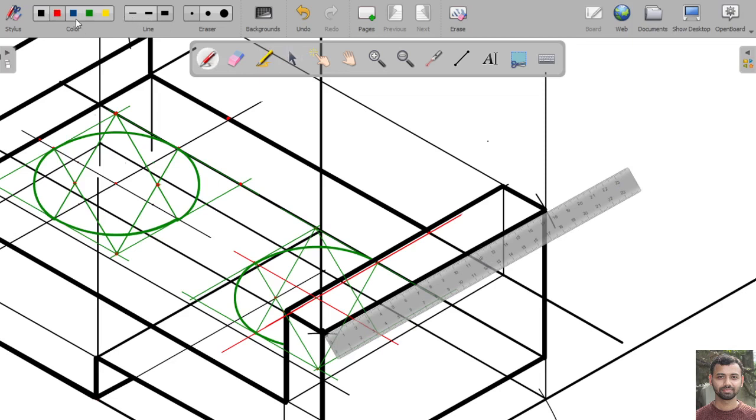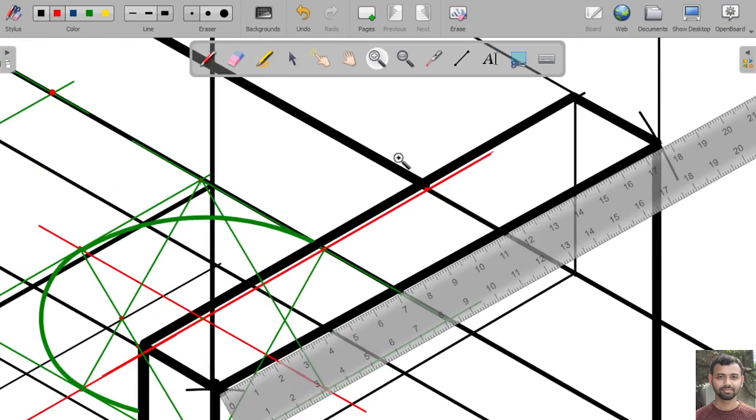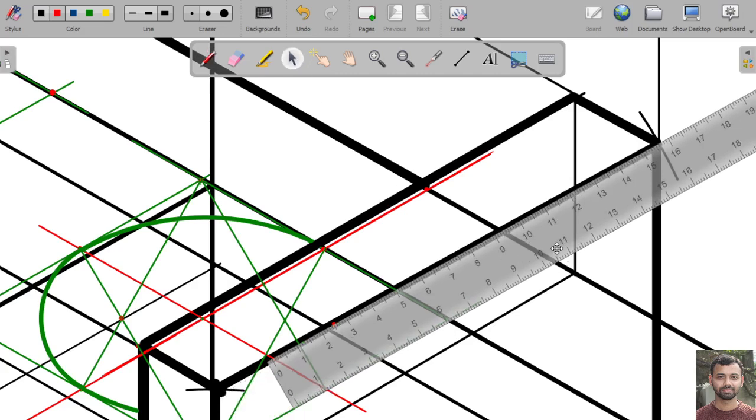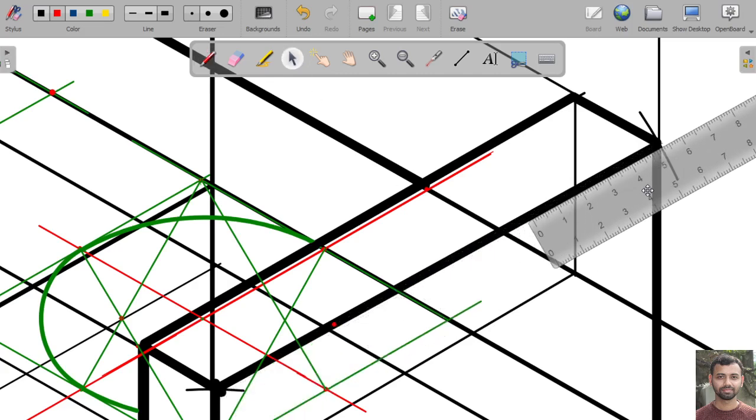So from this point it is 45 mm. So from this point it is 45. That means up to this portion. And from this end is also at a distance of 45. So up to this distance.